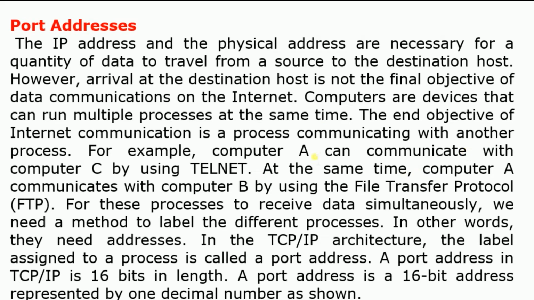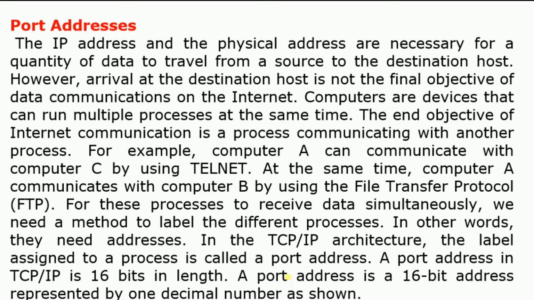The end objective of internet communication is a process communicating with another process. For example, computer A can communicate with computer C by using telnet. At the same time, computer A communicates with computer B by using FTP. For those processes to receive data simultaneously, we need one address, and that is the port address. In the TCP/IP architecture, the label assigned to a process is called the port address.